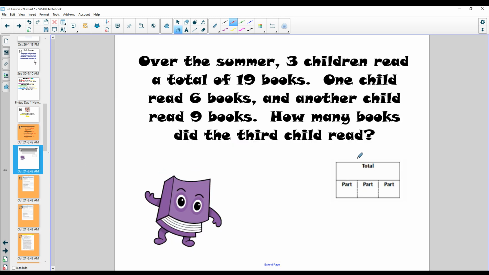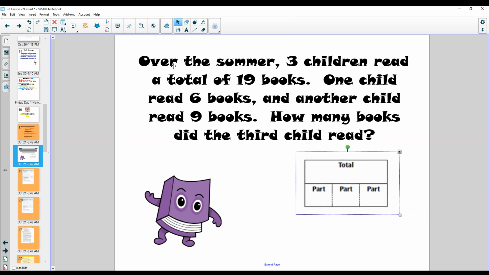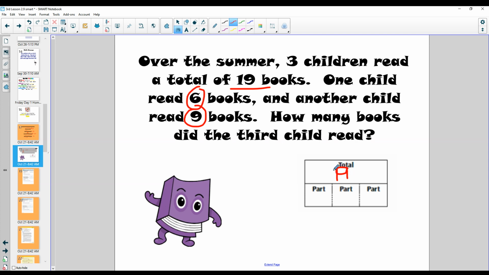All right, so in our lesson today, you're going to see that we're going to have more parts than just two. Over the summer, 3 children read a total of 19 books. One child read 6 books. Another read 9 books. How many books did the third child read? Well, we know the total is 19. Well, that's a bad 19. We're going to start over again.